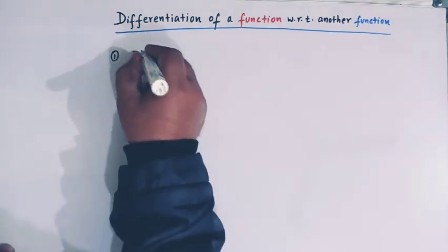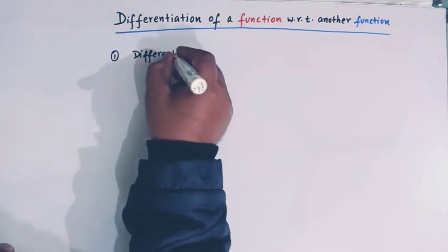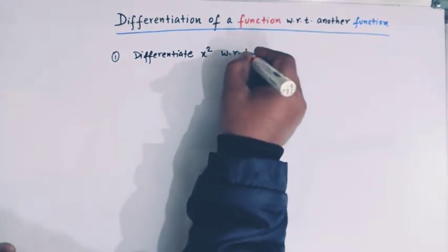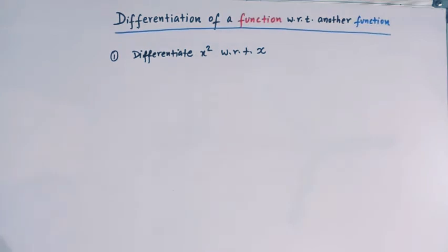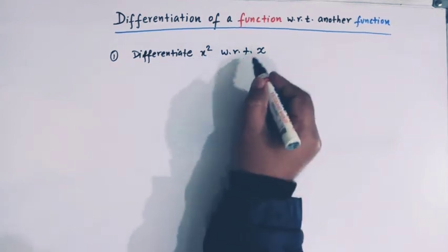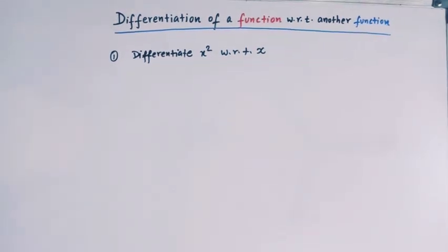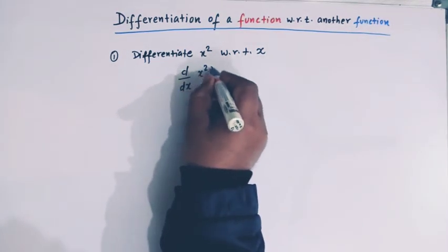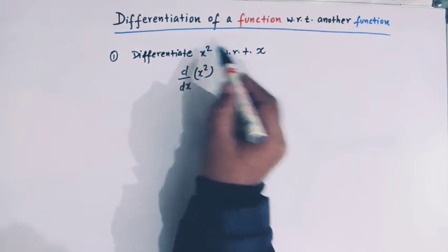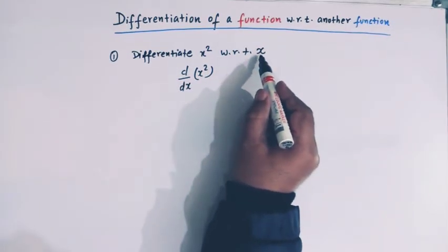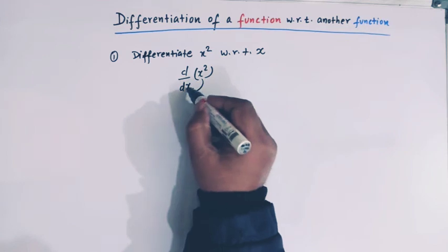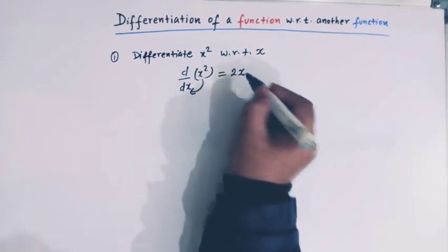Suppose we have to differentiate x square with respect to x, right? Now the derivative of x square with respect to x is 2x, right? Because this is the function and we have to differentiate it with respect to x. So we know that the derivative of x square with respect to x is simply 2x, right?